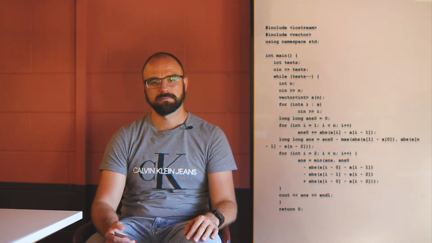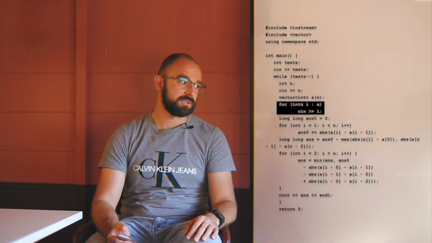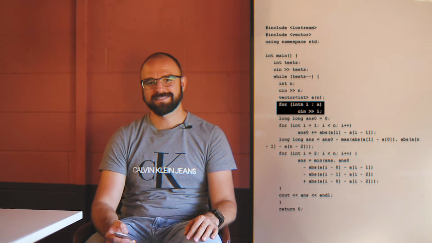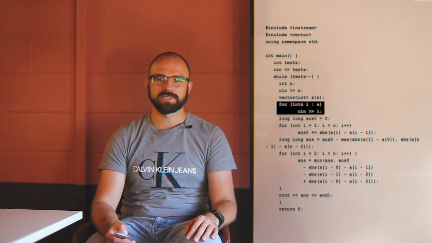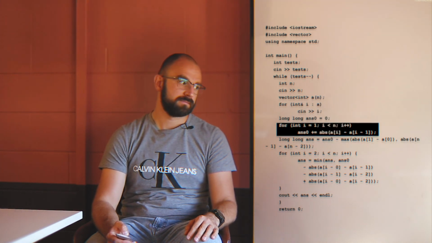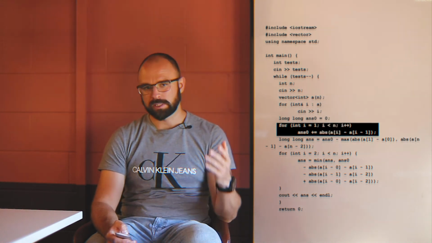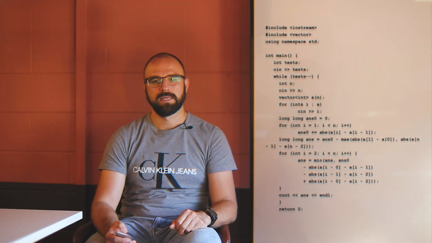Let's consider a possible C++ implementation. First, we read the source array. Next, we calculate the number of operations as a sum of the modulus of the adjacent differences on the source array. Finally, we calculate the answer improvement by excluding every element individually from the sum and process the border elements as a special case. Let's take a moment here and enjoy the elegance of this solution.